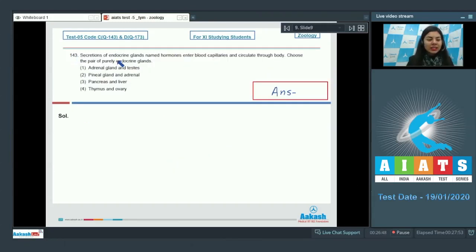Question 143. Secretions of endocrine glands, named hormones, enter blood capillaries and circulate through body. Choose the pair of purely endocrine glands: adrenal gland and testis, pineal gland and adrenal, pancreas and liver, thymus and ovary. Let's analyze the given options, students. Out of these, testis, pancreas and ovary perform both endocrine and exocrine functions. And the glands which perform functions of both endocrine as well as exocrine are termed heterocrine glands.